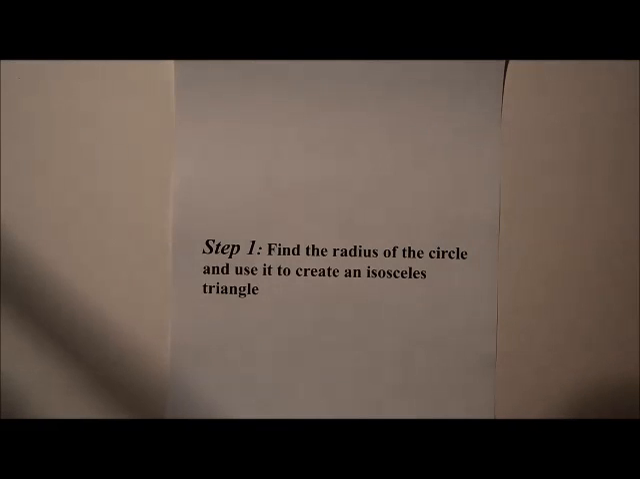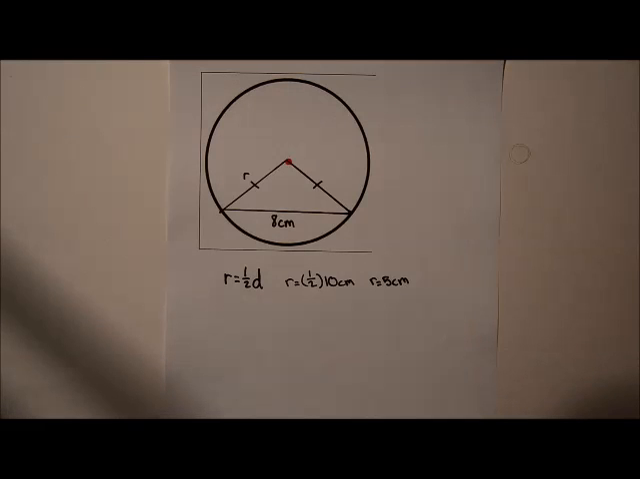Step 1. Find the radius of the circle and use it to create an isosceles triangle. The radius of a circle is equal to 1/2 that of its diameter. Since the diameter of this circle is 10 centimeters, the radius is 5 centimeters.